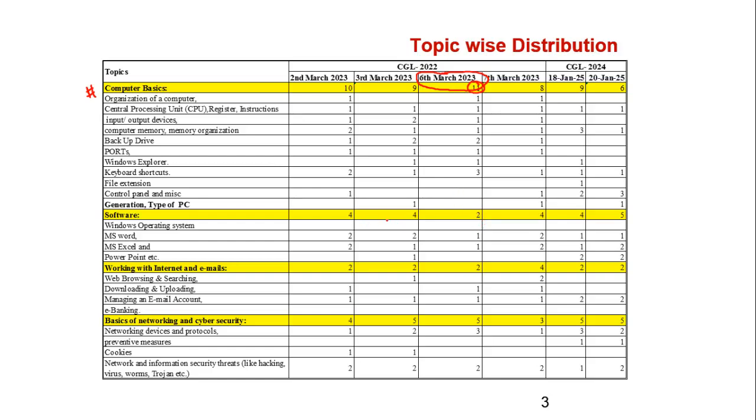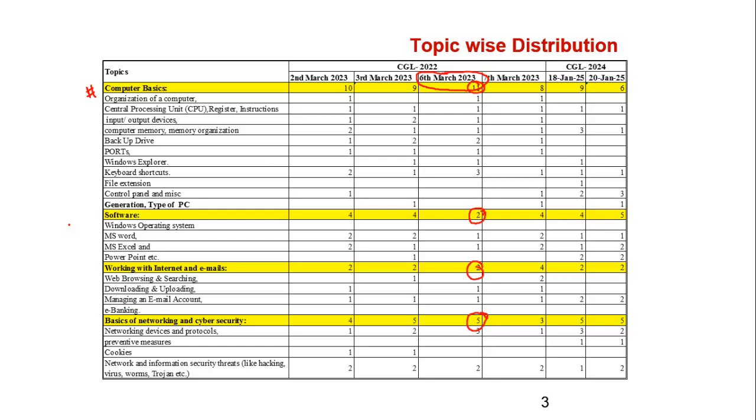Okay, coming to the software part, they have asked only 2 questions from Word and Excel. Okay, and the next chapter, that is working with internet and emails, they have asked the 2 questions again. Okay, and from the basic of networking and cybersecurity, they have asked 5 questions.